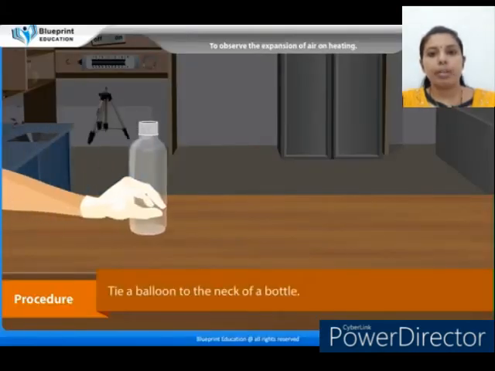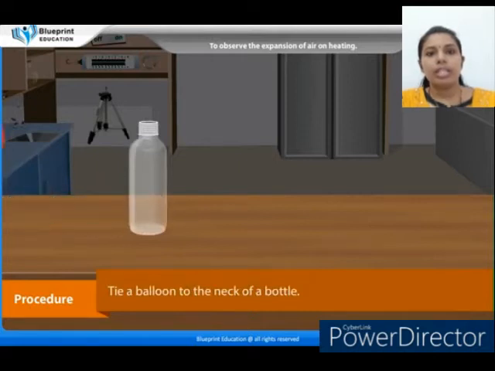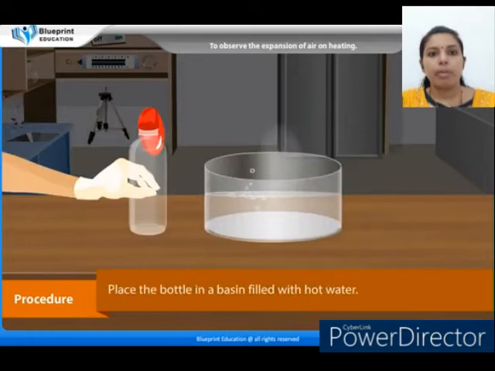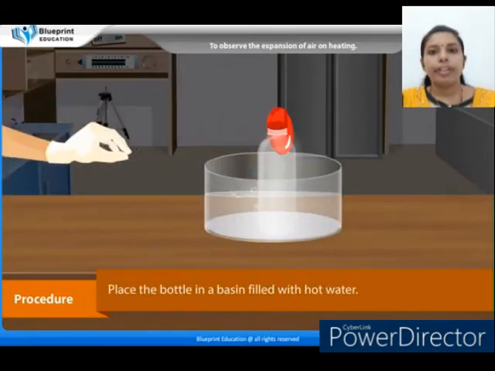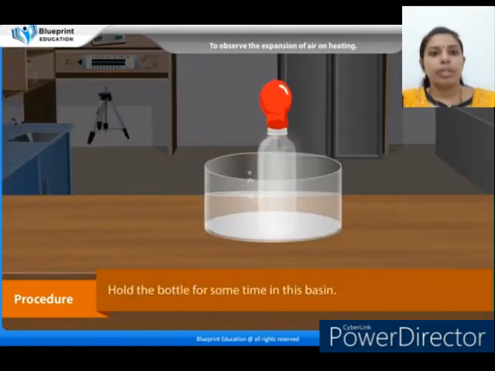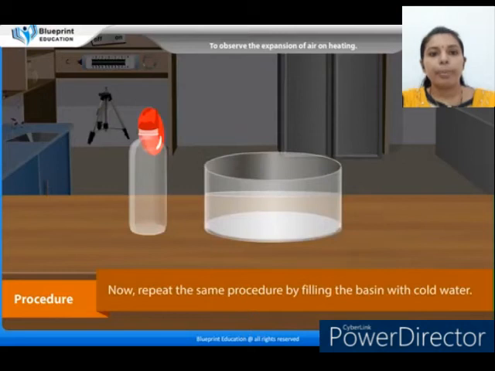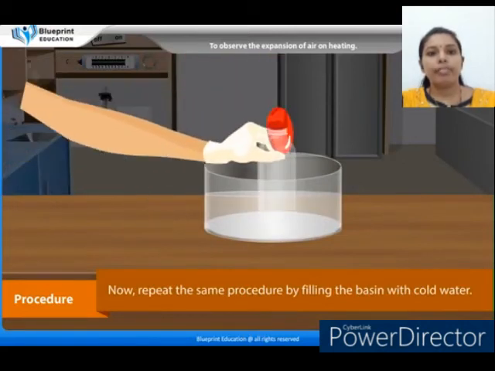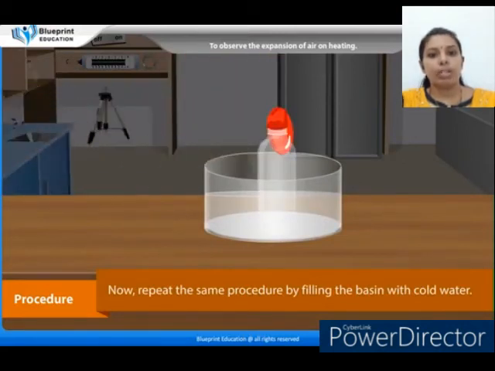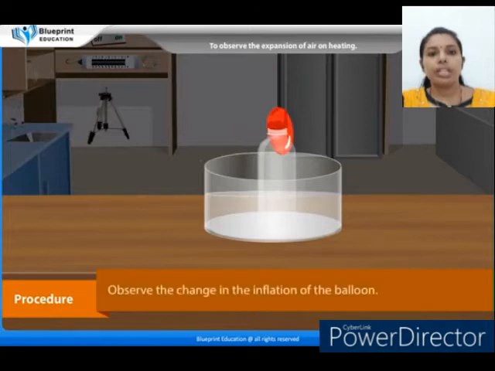Gases expand on heating. Tie a balloon to the neck of a bottle. Place the bottle in a basin filled with hot water. Hold the bottle for some time in this basin. Now, repeat the same procedure by filling the basin with cold water. Observe the change in the inflation of the balloon.